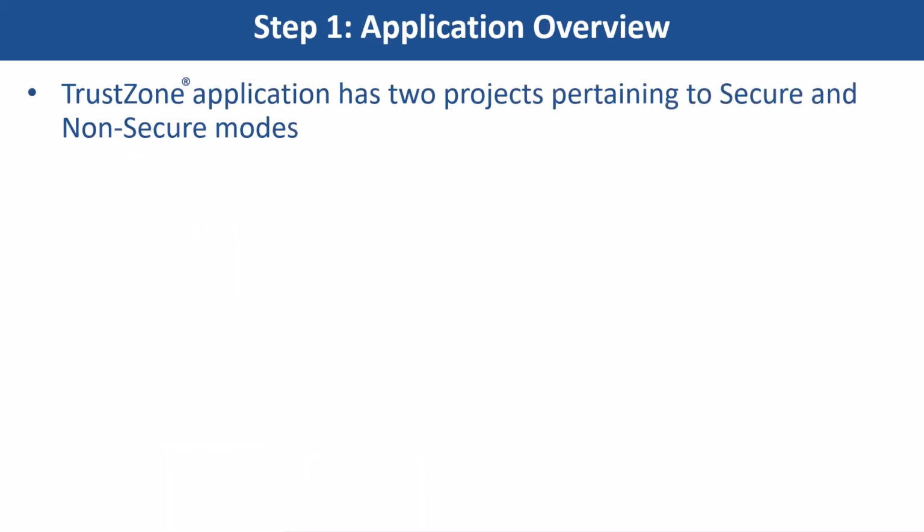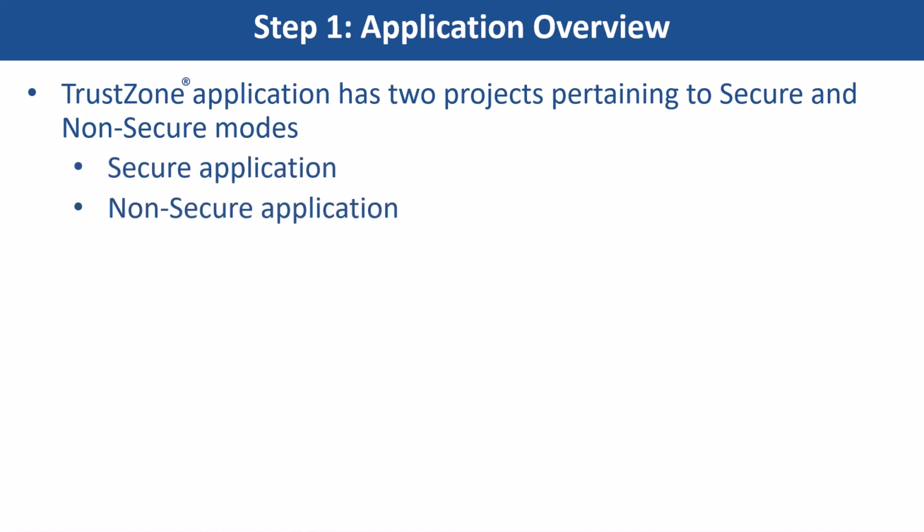Let us now look at how a TrustZone based application is developed. A TrustZone application has two projects pertaining to secure and non-secure modes of PIC32CK SG that work together on the same MCU and offers a security isolation between the trusted and the non-trusted resources in the device.